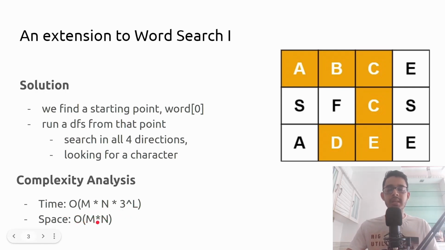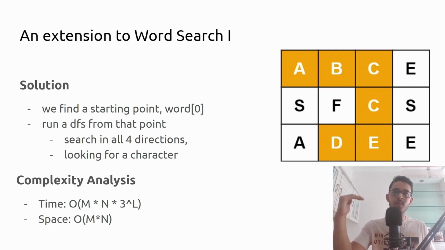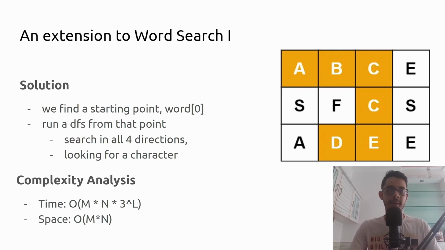The space complexity is going to be m times n, and this is just the height of the recursion call stack. Because in the worst possible case, you may have to explore the entire grid, so each of those values will keep stacking in the recursion call stack. Okay, I think we're pretty much clear on what word search 1 means.